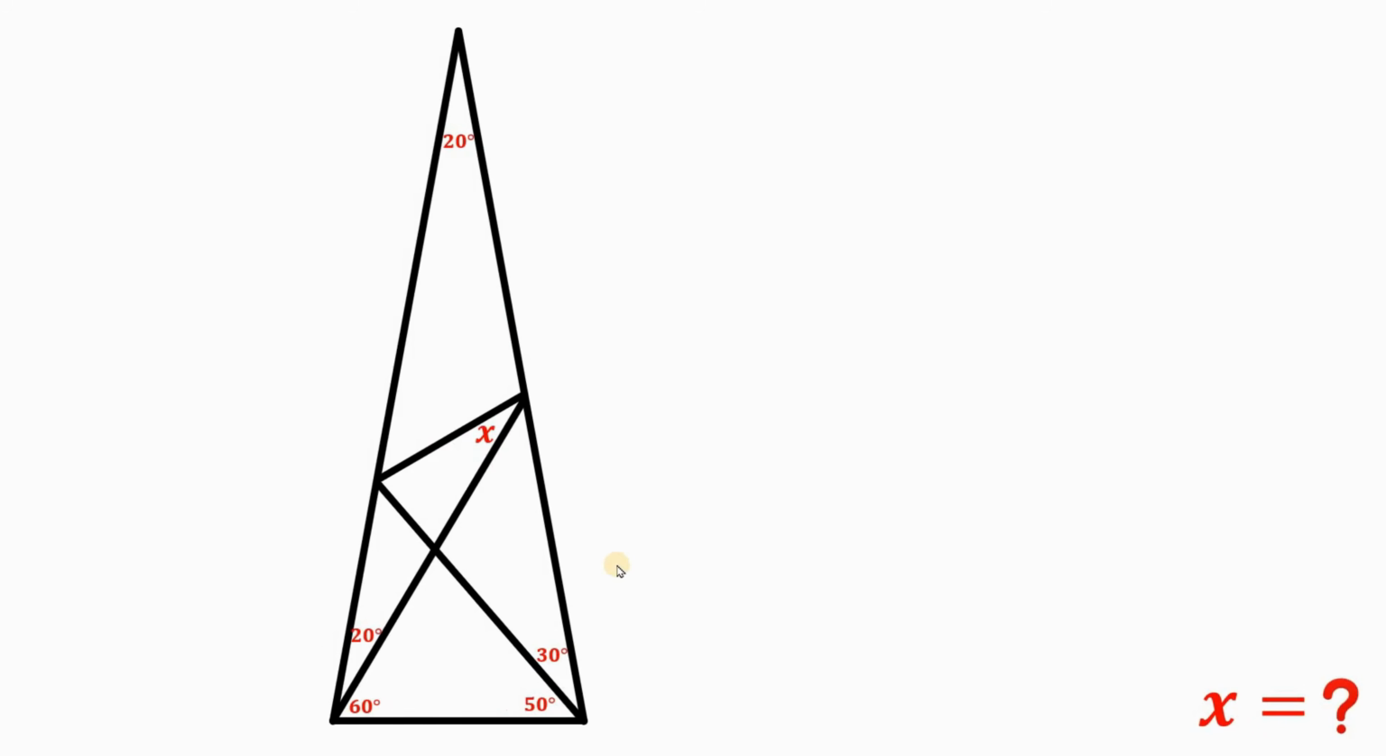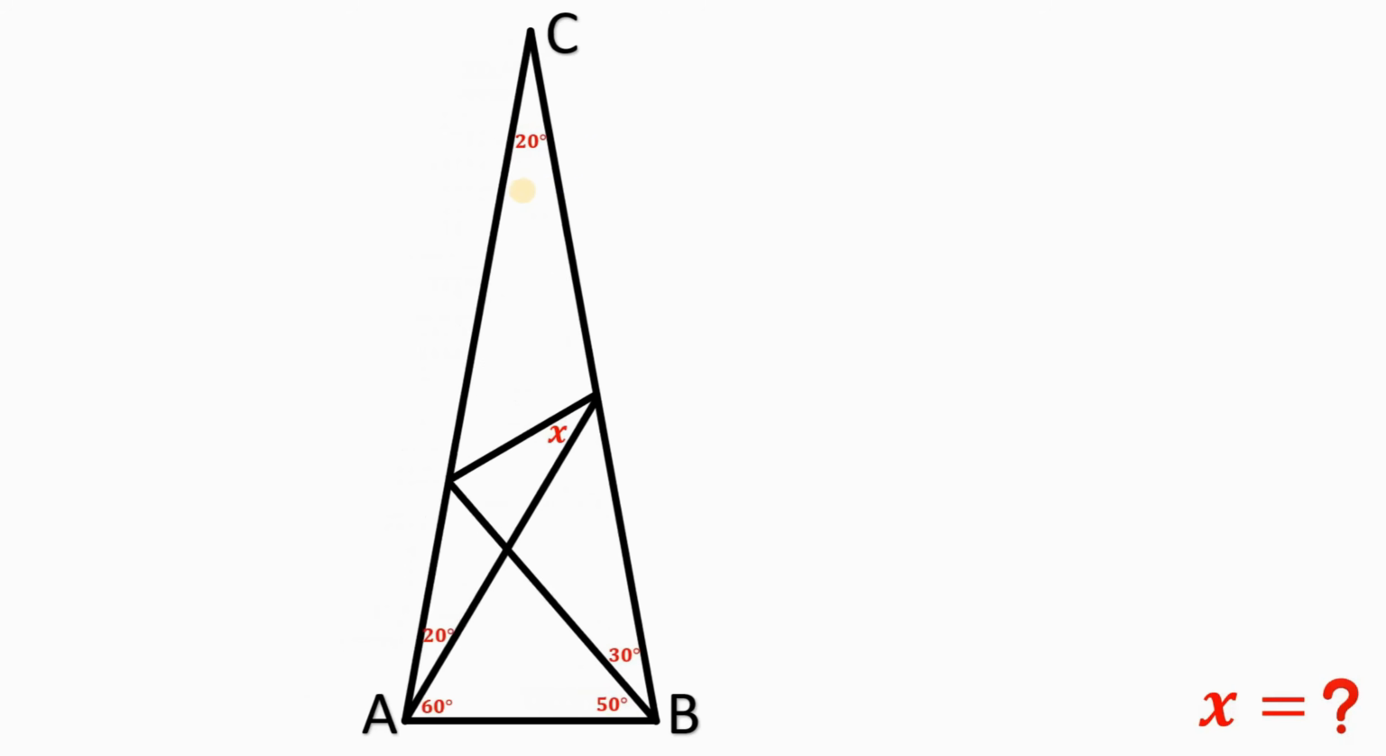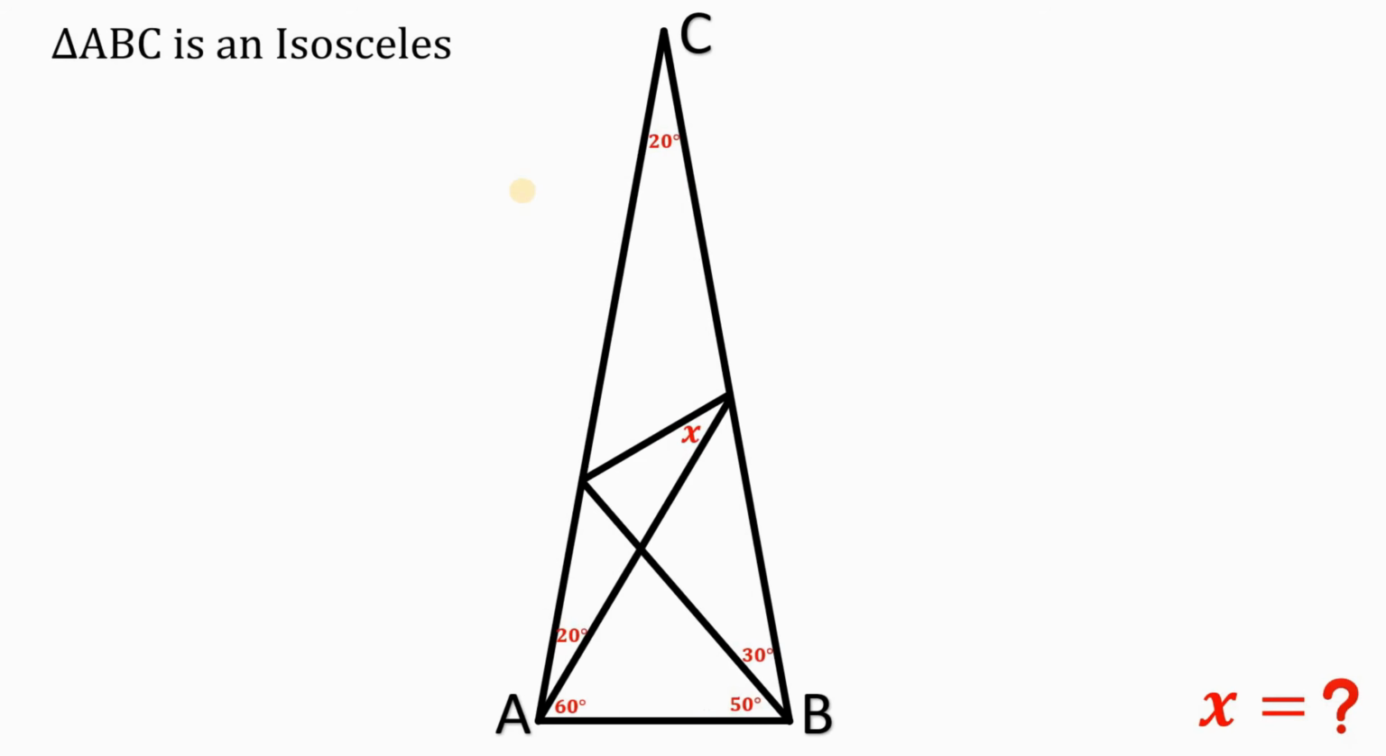Alright, so before we begin our solution, let's name some important points. So let's call this vertex A, this is B, and this is C. Now this base angle is equal to 80 degrees and the vertex angle is 20 degrees. So we can say that this triangle ABC is an isosceles triangle. Therefore, AC equals BC.